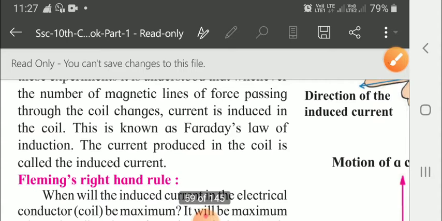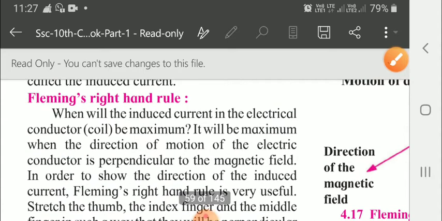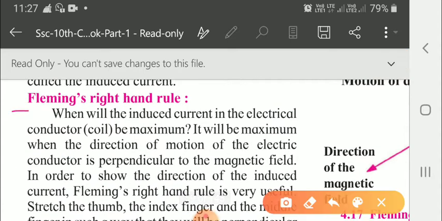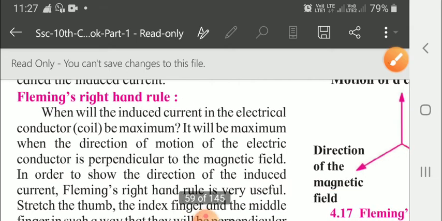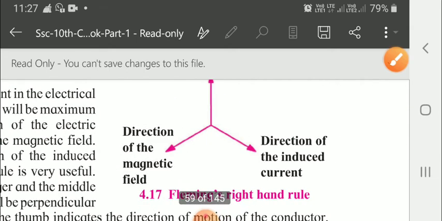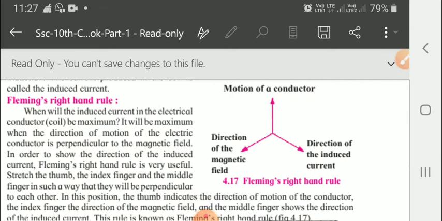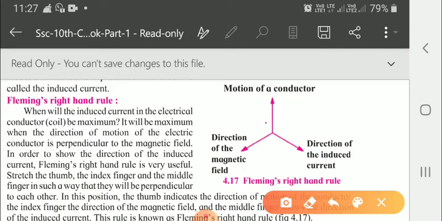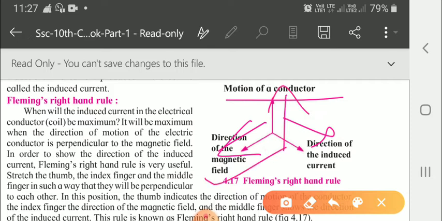Let us see now Fleming's right hand rule. So far we have seen Fleming's left hand rule. This is Fleming's right hand rule. See here children, this is showing the direction. This is the direction of the magnetic field, this is the direction of induced current, and this is the direction of the conductor. This is Fleming's right hand rule. Both these rules, left hand rule and right hand rule, are very important.